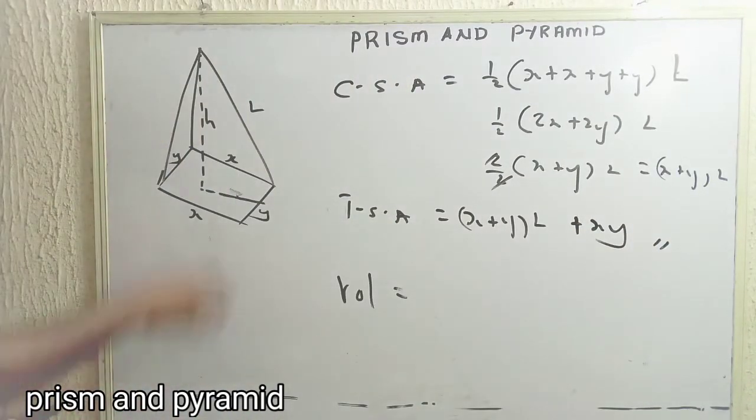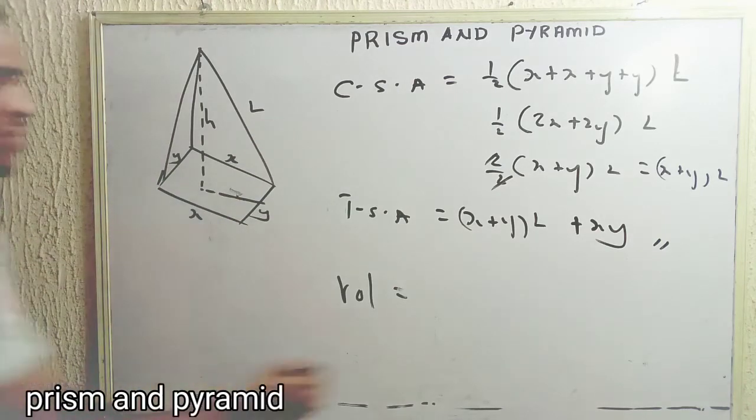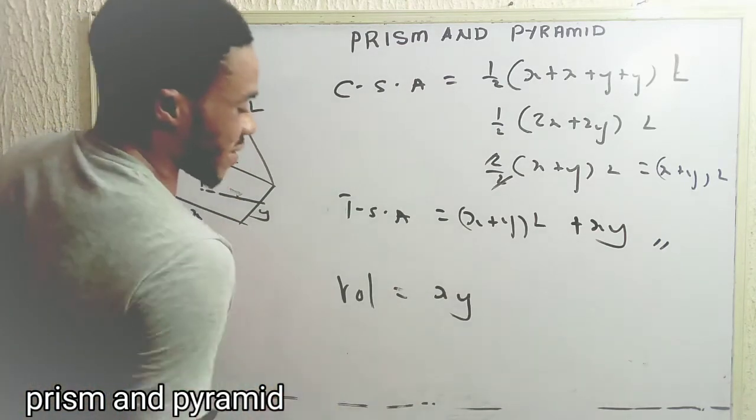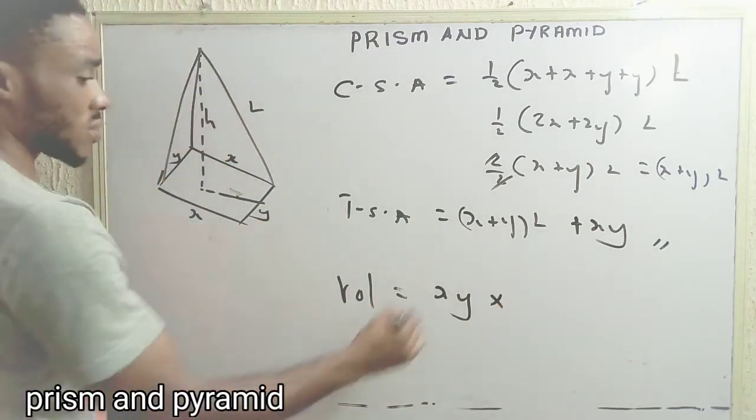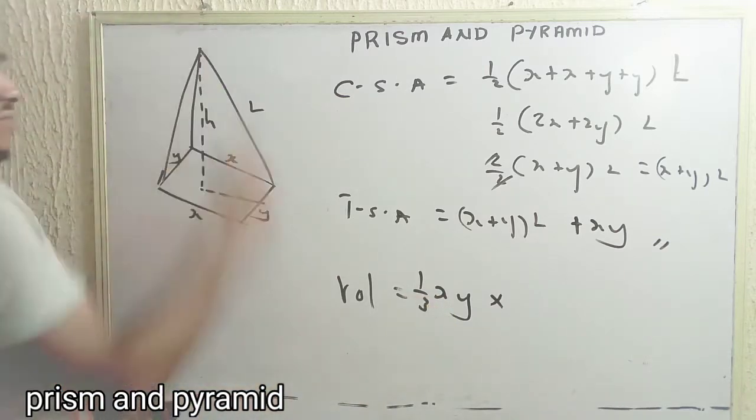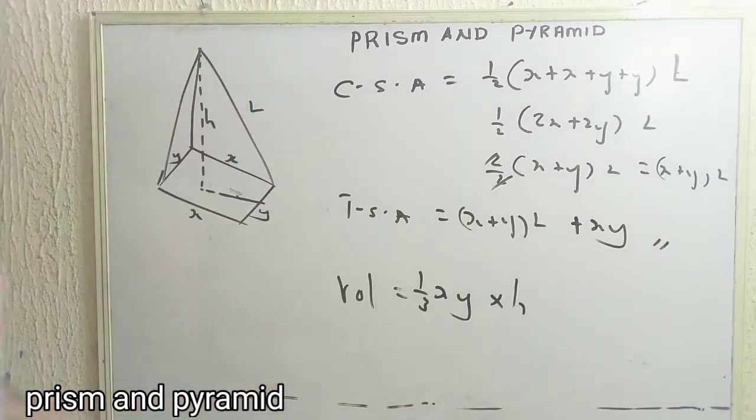Then for the volume, it's normally the area of the base, which is given as xy, times, okay, with 1 over 3 first, times the vertical height. So that is for that. So what I will simply do now is to impute values in this figure and try to use this to find it.